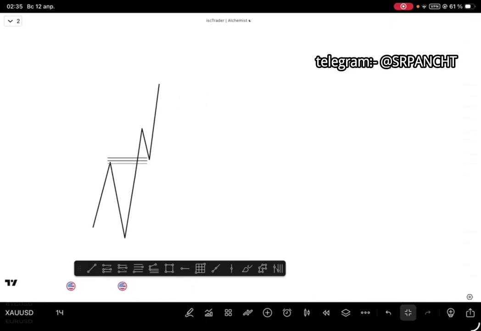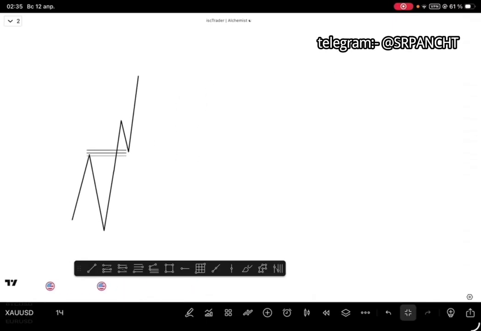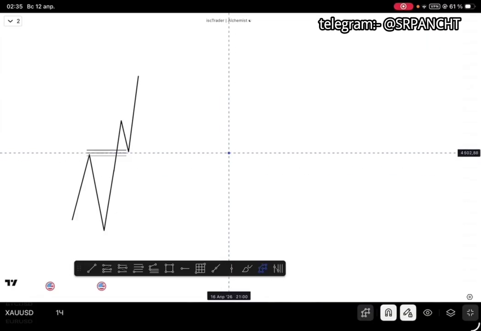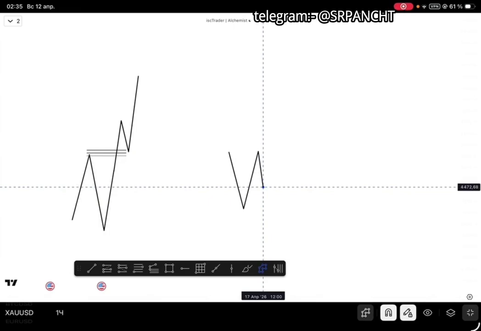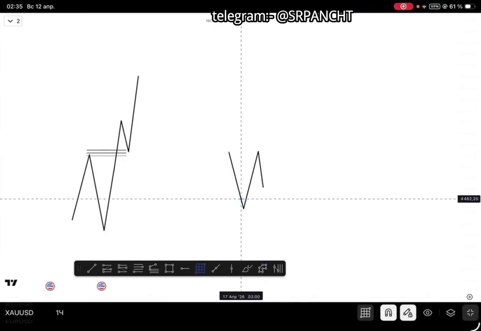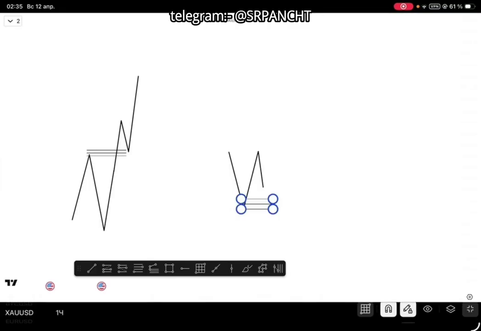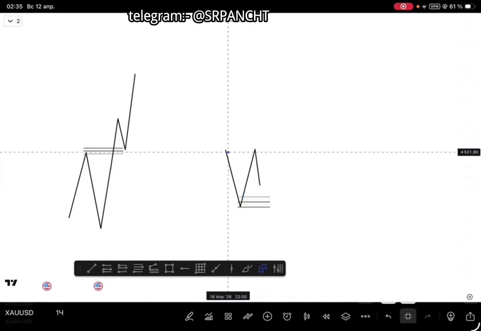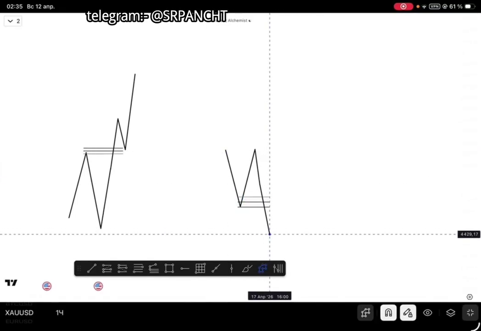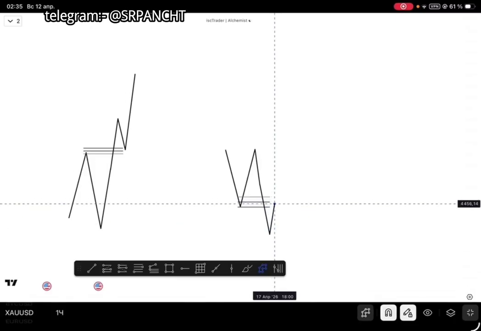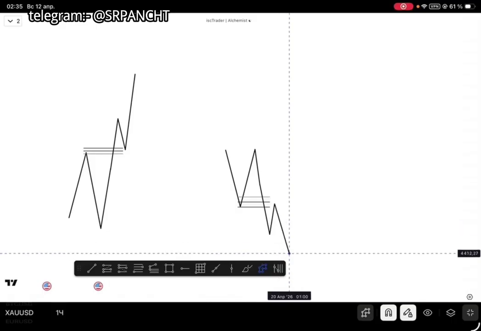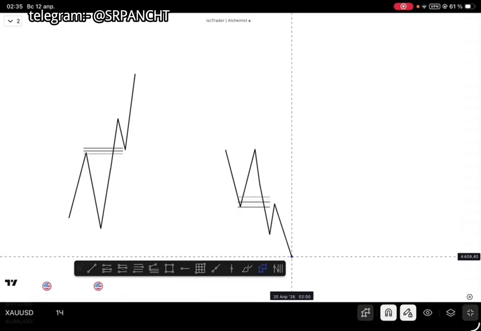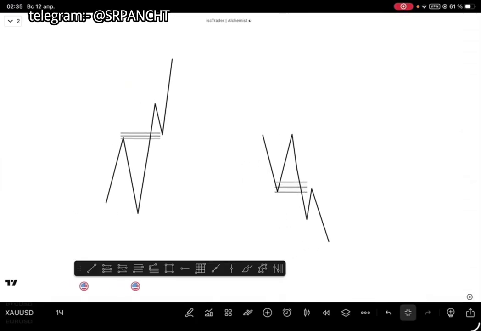Okay, next one. Support zone, okay. If the market breaks out of our support zone, that zone is considered SBR. And after the market comes to our zone, we can enter sell trades again. SBR and RBS work in the same way.